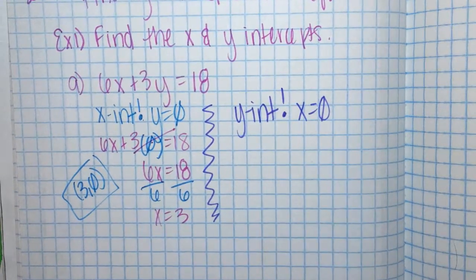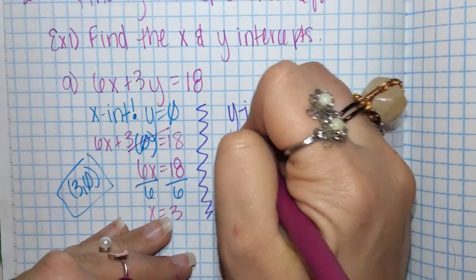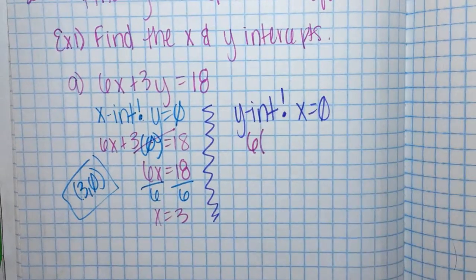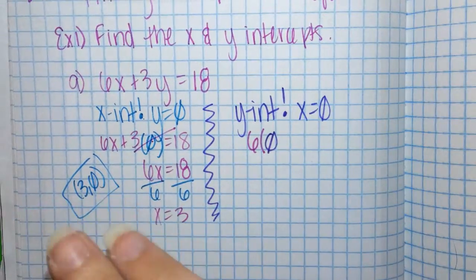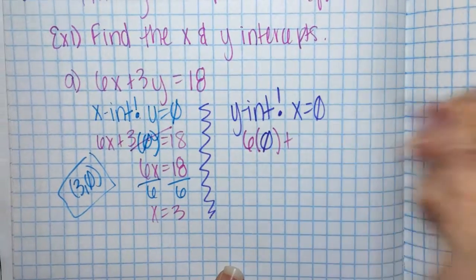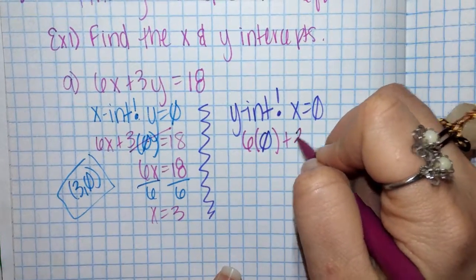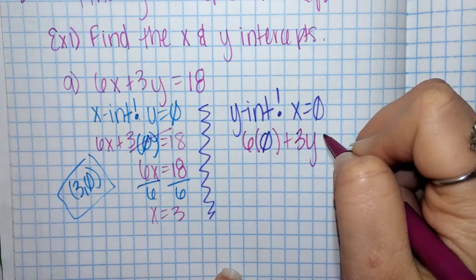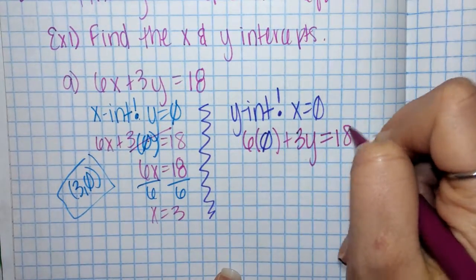0. Awesome. Great job. So we have 6 times what? 0. Plus what? 3y. 18. Awesome. Good job, guys.